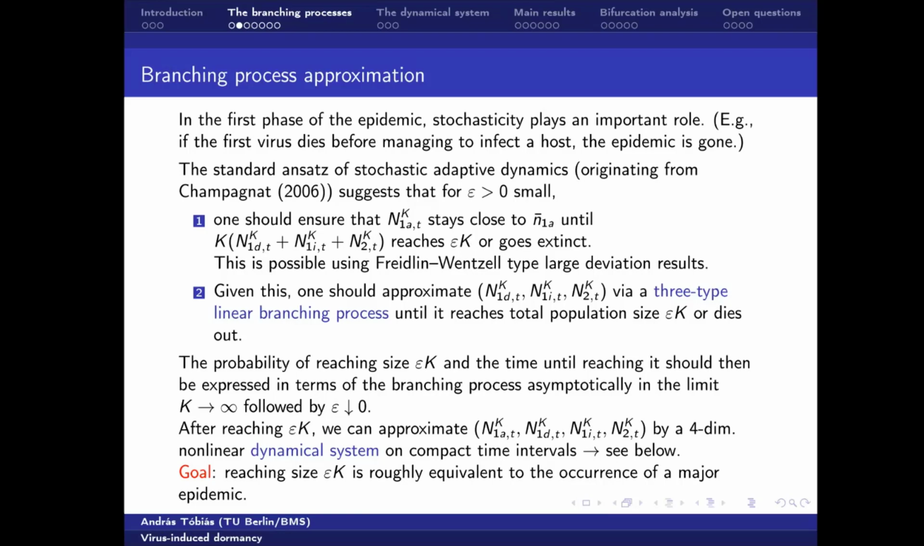And then if you have reached this epsilon times K, then we are in the situation, as Johan also explained yesterday, where all the 4 types are of the same order. Therefore now we can approximate the whole system via a 4-dimensional dynamical system, about which I will talk in a few minutes. The goal is that if you reach size epsilon times K, then afterwards we have an almost deterministic behavior, and the epidemic persists. So if it didn't die out in the beginning, and it reaches size epsilon times K, then we want to say that in this case it stays there for a long time. So we have a persistent epidemic.